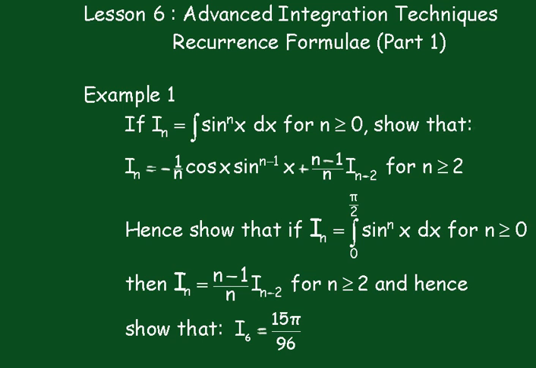Hence show that if I_n equals the integral between pi upon 2 and 0 of sin x to the power n dx for n greater than or equal to 0, then I_n equals n minus 1 over n I_{n-2} for n greater than or equal to 2. And hence show that I_6 equals 15 pi on 96.